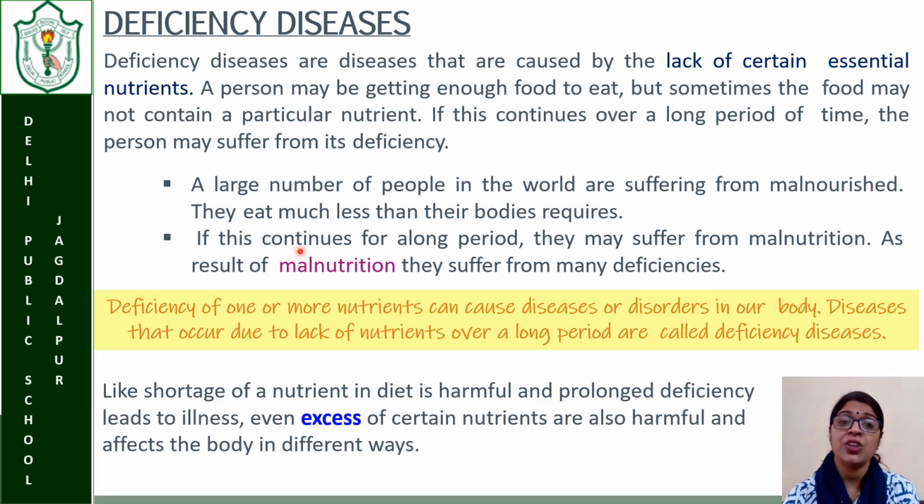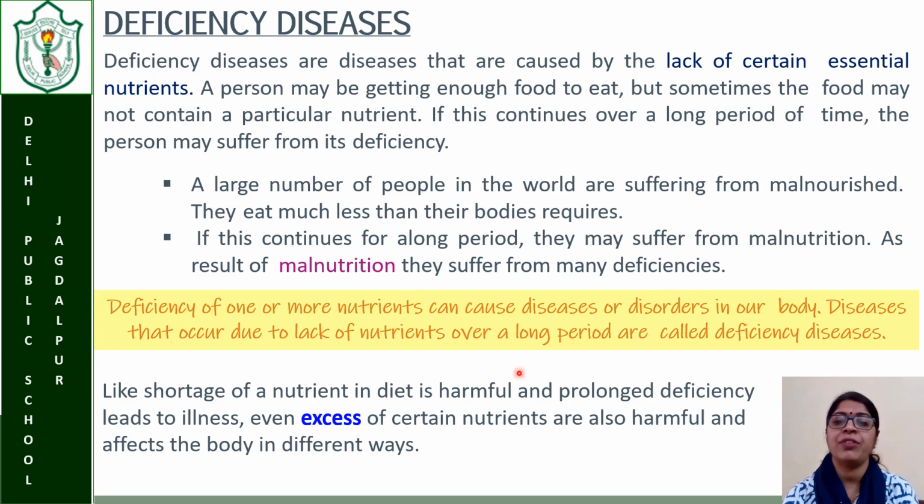And if this condition continues for a long period of time, that condition is called malnutrition. So what is malnutrition? Malnutrition is the condition which occurs in people when they are not getting food properly and they are not getting the amount of nutrients that is actually needed by them. If this condition continues, they will suffer from many deficiency diseases.